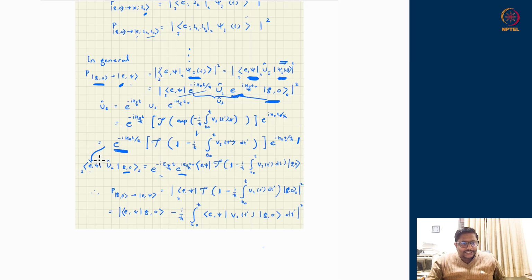These are the operators acting on their eigenstates, so the state will come back. e to the power iota H naught t upon h bar acting on E psi will give me this phase factor and the bra E psi back. Similarly, on the right-hand side, e to the power iota H naught t naught upon h bar acting on G0 will give me this phase factor times G0 back. So now I have this whole time-ordered expansion term squeezed between E psi and G0, and outside I have a couple of pure phases, one from the left side, one from the right side, but pure phase after all.